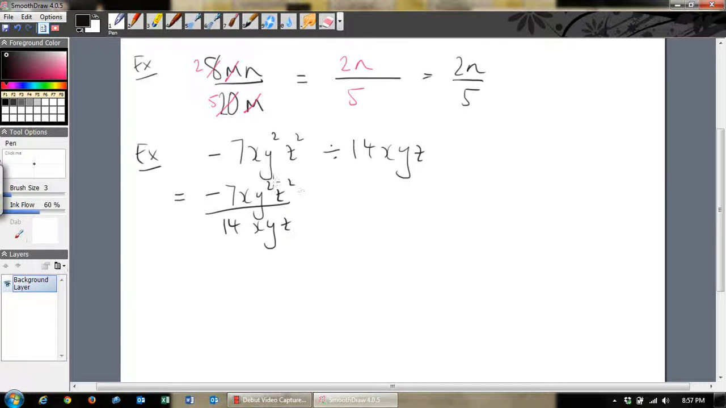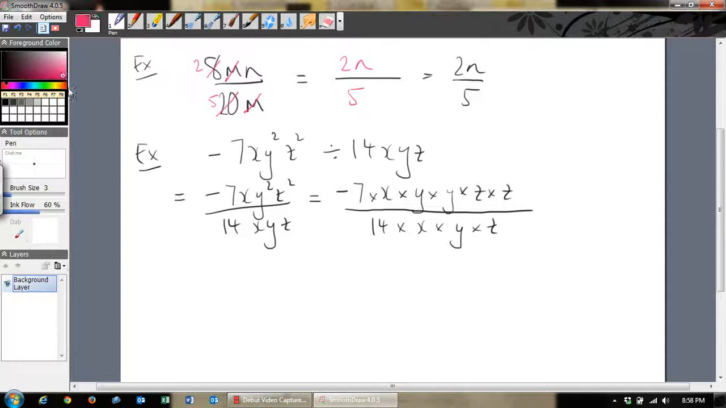Before I do any cancelling, I'm just going to write this in expanded form just so we can see what's going on. Negative 7 times x times y squared. Y squared is y times y. Z squared is z times z. Okay, that's the top line. Let's write the bottom line. Bottom line's 14 times x times y times z.